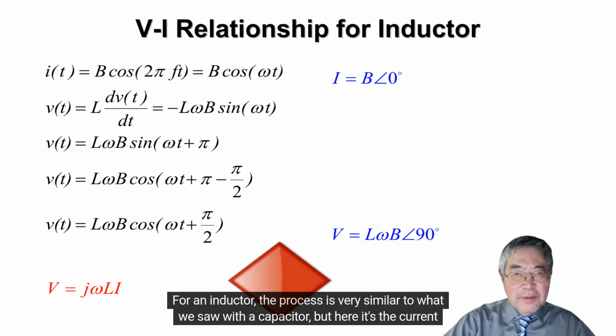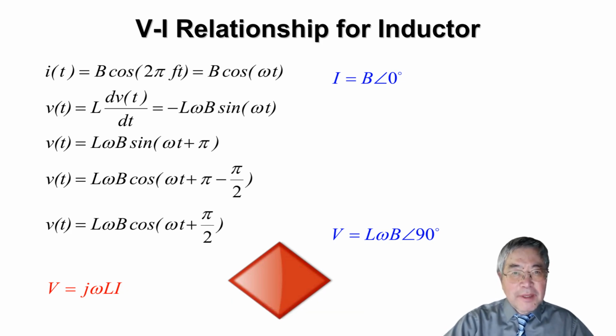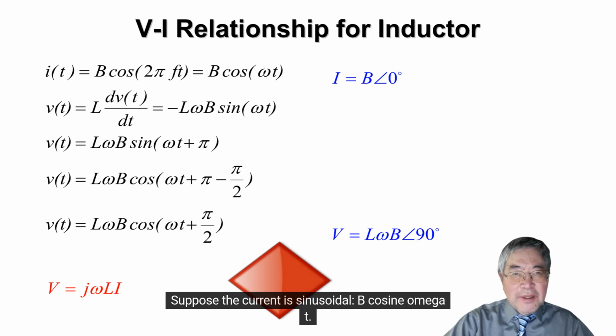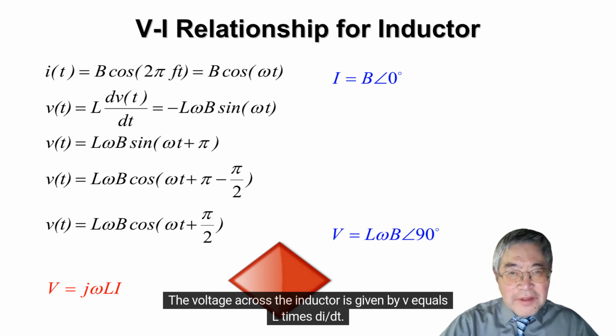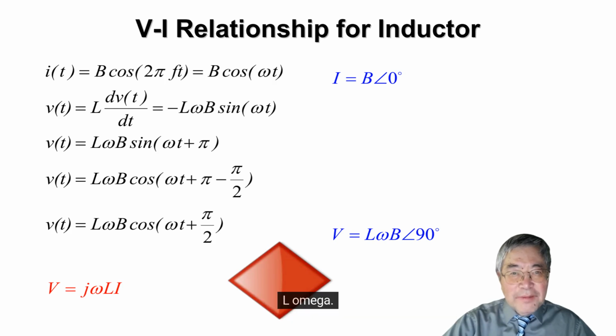For an inductor, the process is very similar to what we saw with a capacitor, but here it's the current that we start with. Suppose the current is sinusoidal, B cosine omega t. The voltage across the inductor is given by V equals L times di dt. Differentiating the current shifts the waveform by 90 degrees and changes the amplitude by a factor of L omega.